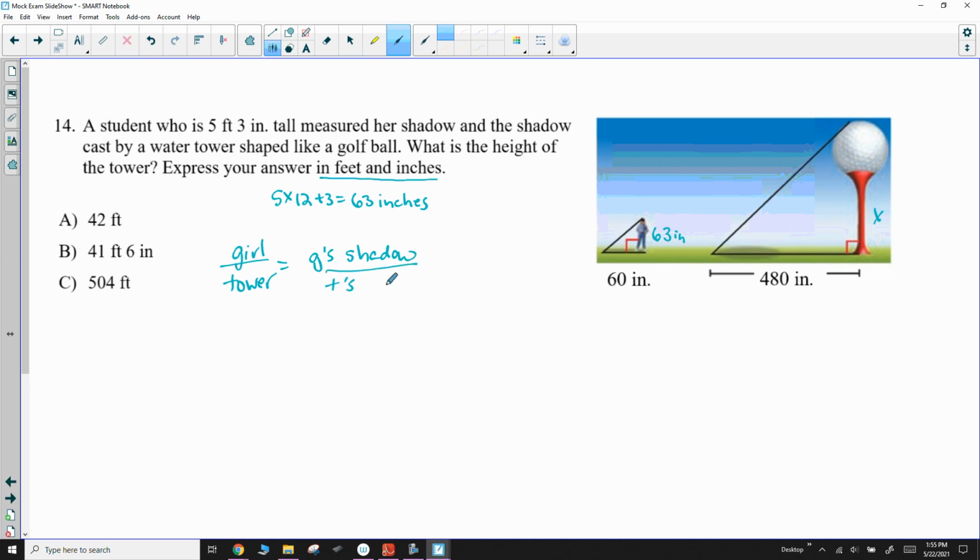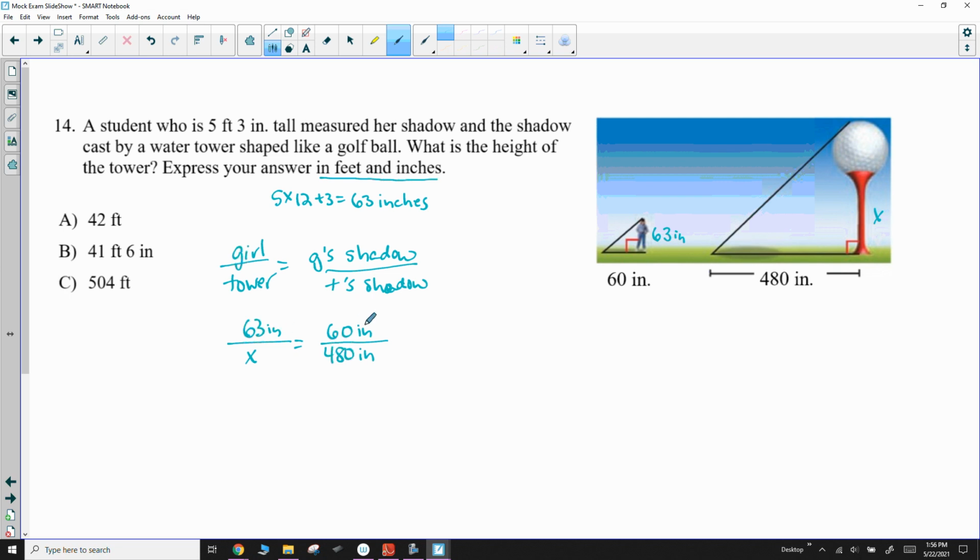over the tower's shadow. Do you have to write this? No, this is just me expressing so that you know why I'm doing it this way. So I'm going to do 63 over x, 63 inches over x. Again, you don't need to write that inches. This is me so that I can communicate with you. Over the girl's shadow is 60 inches, and the tower's shadow is 480 inches. Again, if you recognize that this can be reduced, your math is a little bit easier. I'm not going to do it just because I think most people will not recognize it.